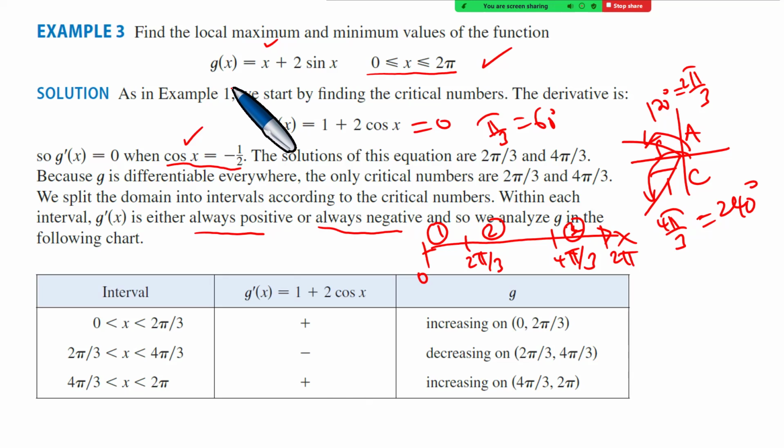If g prime of x is this, we perform substitutions. If we put 2 pi over 3 in the place of x here, that is 120 degrees in the second quadrant. We know very well, according to the CAST diagram, the cosine is negative in the second quadrant, so this is going to be negative. Cosine of 120 is exactly minus 1/2. You can check that, go back and revise why it is minus 1/2. That is from school. But you multiply 2 times minus 1/2, and you get exactly minus 1 there.